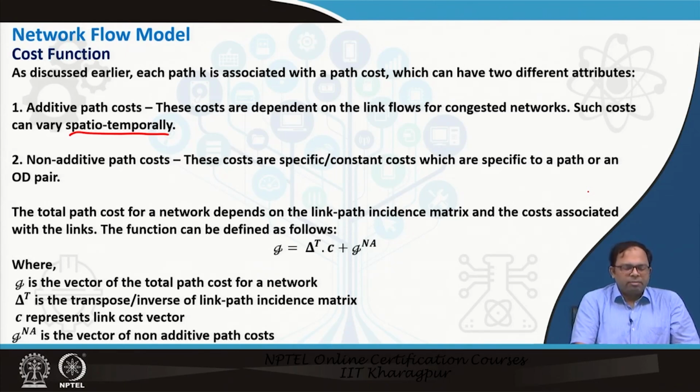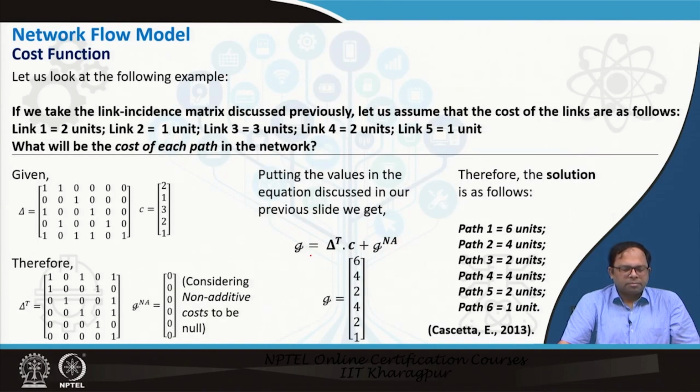So this is given by this particular formula, where G is the vector of total path cost for a network, delta T is the transpose of the link path incidence matrix, C represents the link cost vector, which is this additive path cost, and GNA is the vector of non-additive path cost. And so delta T is basically the transpose of the incidence matrix. Now let us see how it looks.